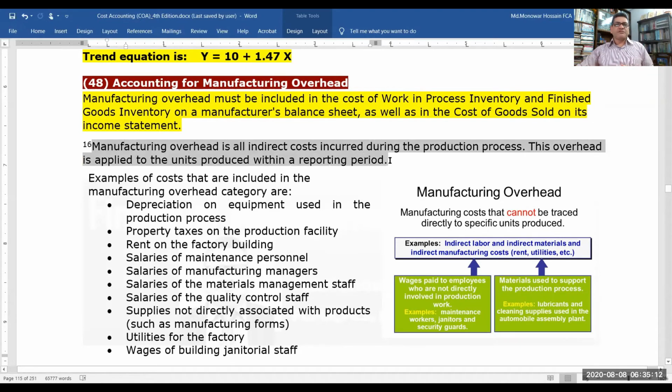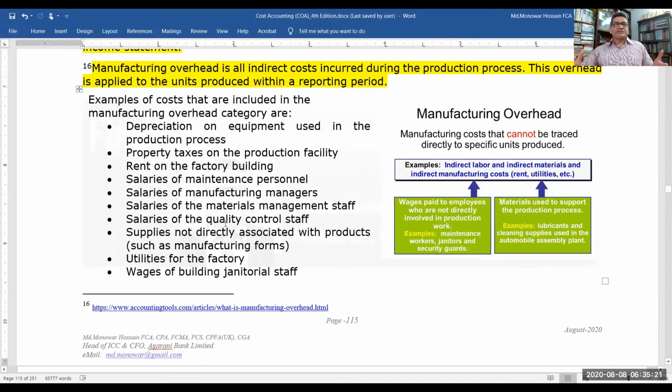If you see a few examples of manufacturing overhead: depreciation on the equipment, property tax of the factory building, factory land, salaries for maintenance personnel, salaries for manufacturing managers, salaries for the material management staff, salaries for the quality control staff, supplies not directly associated with production, utilities of the factories, wages, building, etc. are manufacturing overhead. These are manufacturing costs that cannot be traced directly to specific units produced.